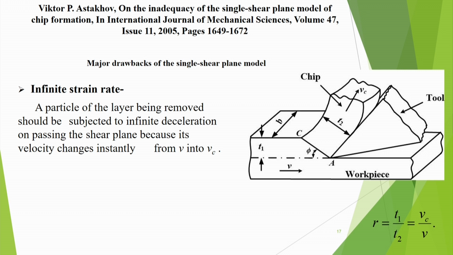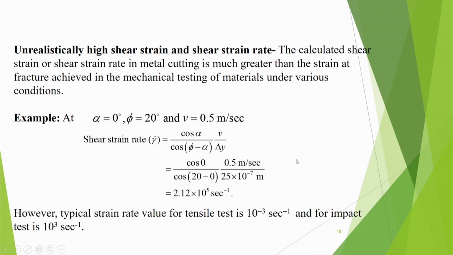So, that means the velocity is changing, but this model assumes it changes all of a sudden. That is why from V to V C you have come suddenly. So, naturally if you start calculating the deacceleration, that will come out to be infinite, that is one point. R is equal to T 1 by T 2 equals V C by V, that is this one. And then unrealistically high shear strain and shear strain rates are predicted by this model.